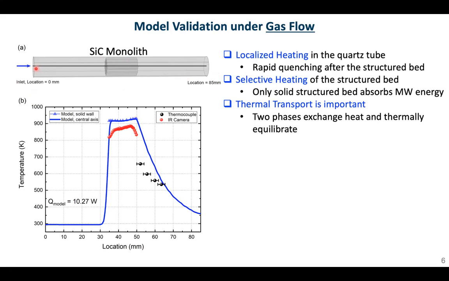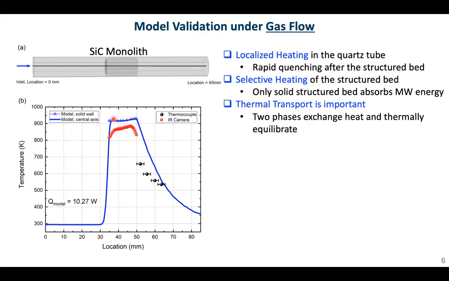And I'm showing you a temperature map along this axial line shown here. So there are three significant things that I want to draw your attention towards. One is the finding of localized heating within the quartz tube. So upstream of the monolith as well as downstream from the monolith, we find that there is no direct heating, and gas phase temperatures rise up to meet the monolith wall temperature. This is because there is a selective heating of the structured bed itself, or the monolith walls, and only these walls directly absorb microwave energy.